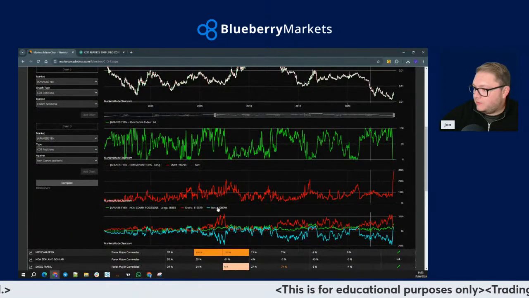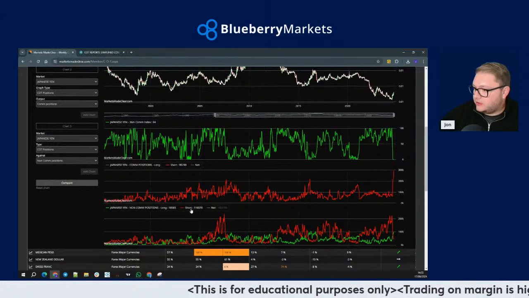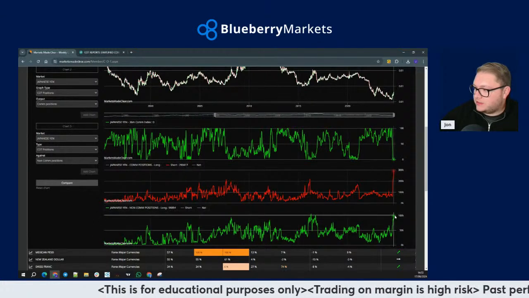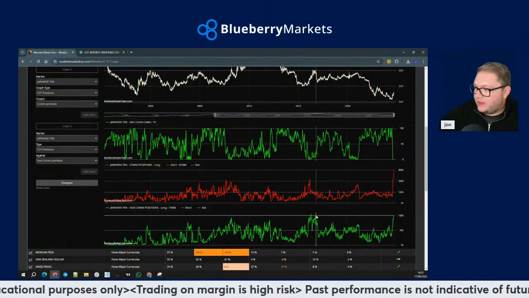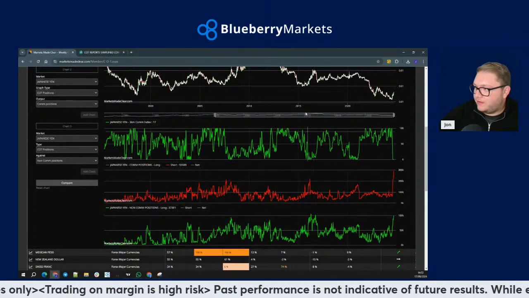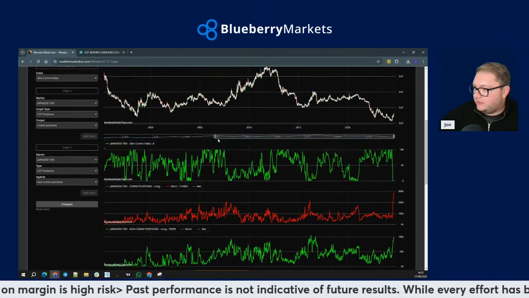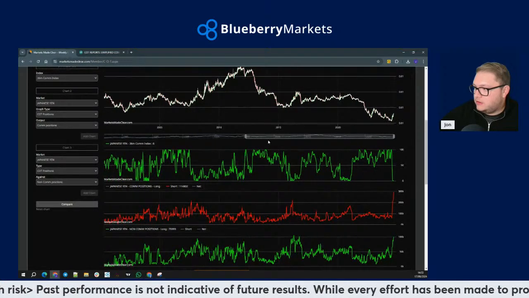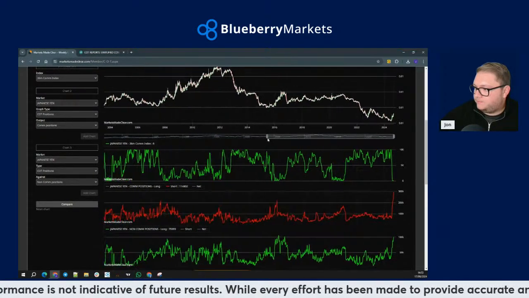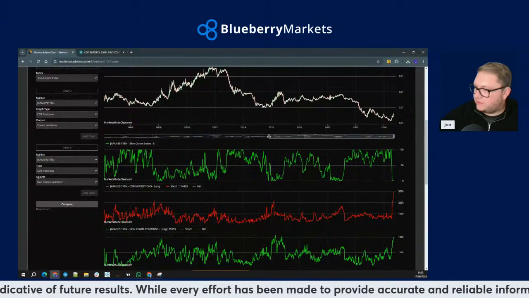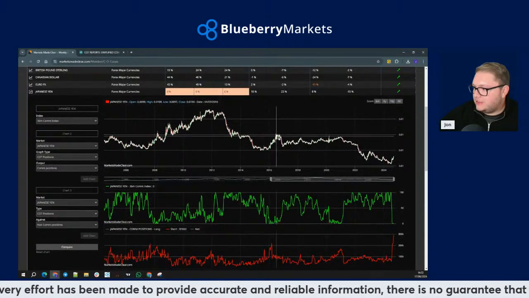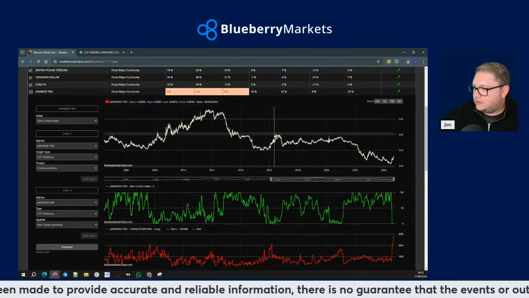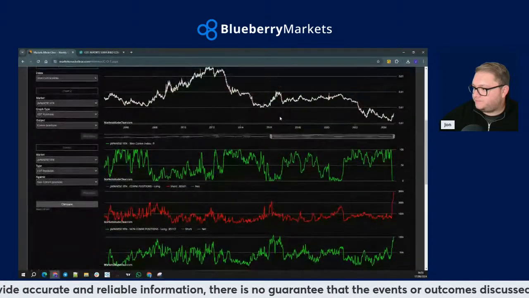If we have a little look at what the non-commercials are doing, they should be buying at aggressive rates. And this is what I wanted to see. I wanted to see them buying at rates that we haven't seen for a very long time, right? So if we have a little look here, let me just zoom this in a little bit. Can you see this okay as well, guys? Hopefully you can. Let's look at 2016.